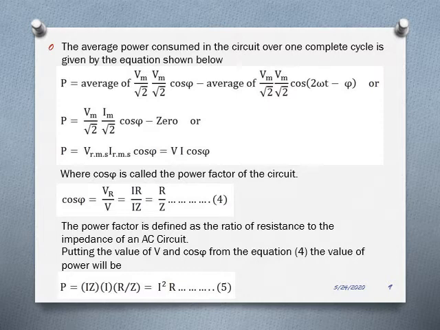Whereas for a purely inductive or purely capacitive circuit, the average power consumption is definitely 0, which means that no power is actually utilized by an inductor or capacitor. It is returning that power in effect. Therefore, the power consumption or power absorption happens only across the resistive element.